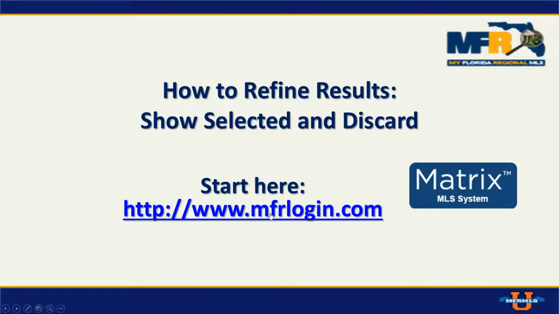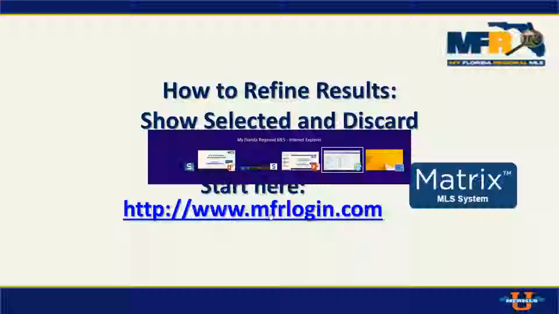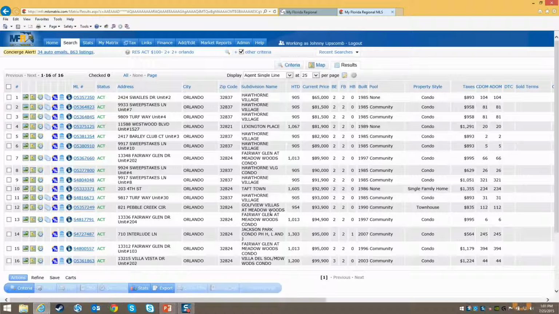So I have Matrix open right now, and it doesn't matter what kind of search you do. I've just got some results going right now. After doing my search, I have 16 results. Let's say after looking at the pictures and maybe the history or other factors, I decide out of these 16 results I only want to keep a couple. Maybe I only want to send the best 5 or 6 to one of my customers. So I want to knock this number down.